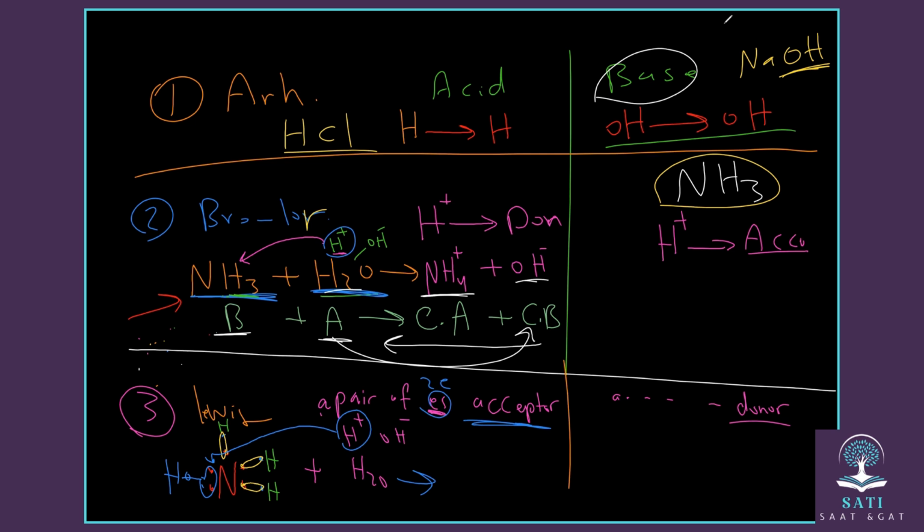So based on Lewis definition, NH3 is also a base because it was the donor of a pair of electrons. And based on Bronsted-Lowry, NH3 is also a base since it is the acceptor of what? Of H positive, of the ion, of the proton. So that means NH3, if we classify it based on Bronsted-Lowry definition, it is an acceptor of what? Of a proton that came from water.